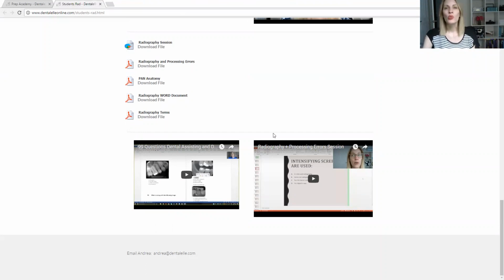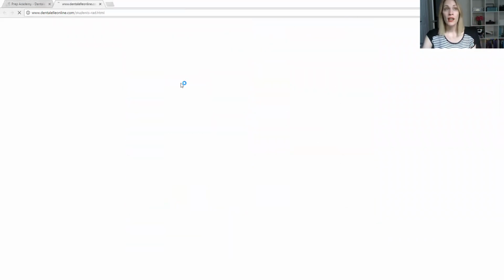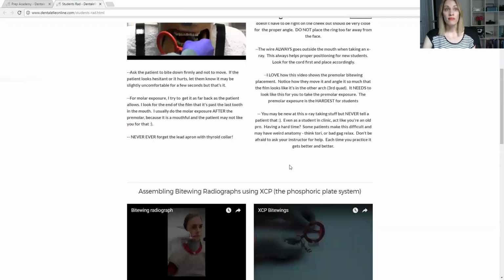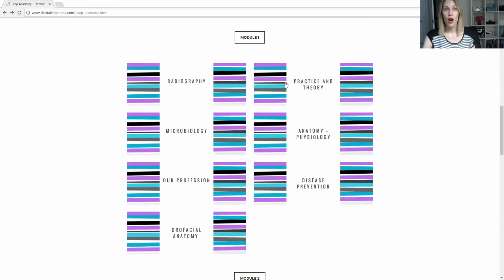But that's another reason why I tell students to sign up as soon as possible, because the sooner you sign up, the more time you have to look through all of this stuff. If you sign up a month before the exam, there's still time, but you do have to hustle. You will have to read probably this in 4 hours, and then you should be moving on to another topic here.